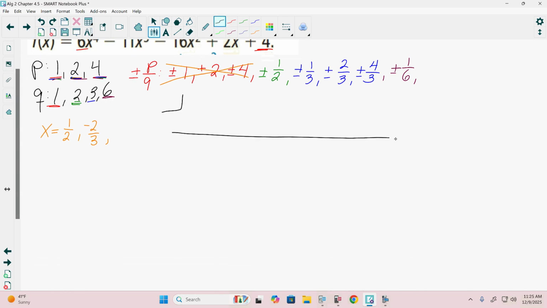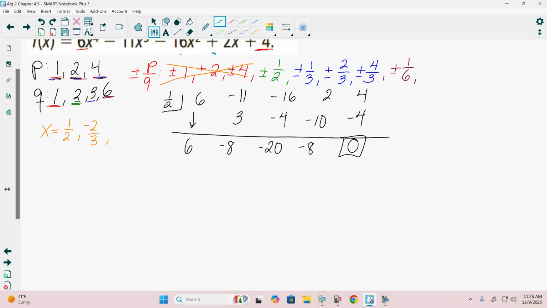Now we're going to start our synthetic division process with 1/2. So 6, negative 11, negative 16, 2, 4. We're going to bring down the 6. 1/2 times 6 is 3. Negative 11 plus 3 is negative 8. 1/2 times negative 8 is negative 4. Negative 16 plus negative 4 is negative 20. 1/2 times negative 20 is negative 10. 2 plus negative 10 would be negative 8. And 1/2 of negative 8 is negative 4, which does give us 0, which is what we wanted.